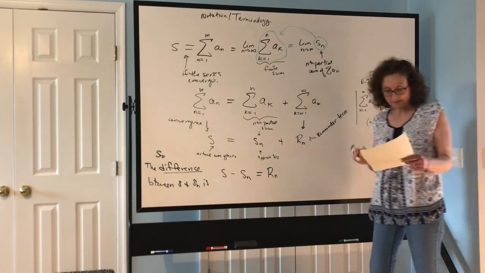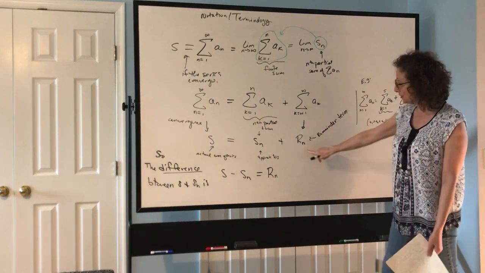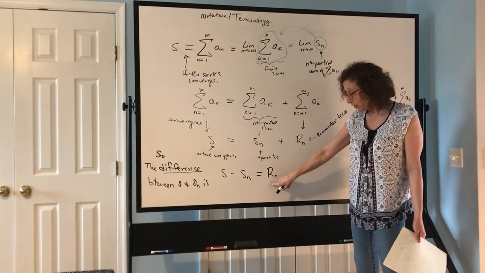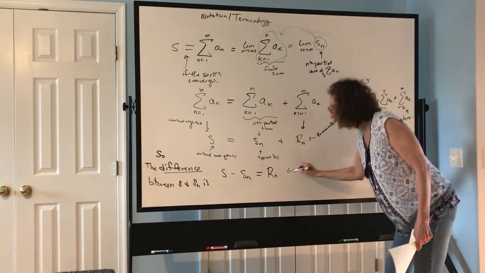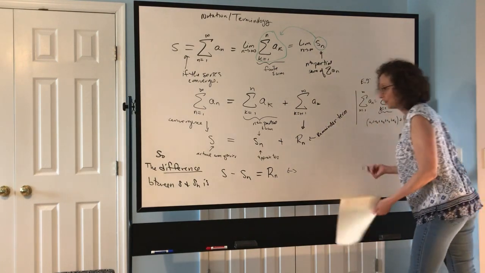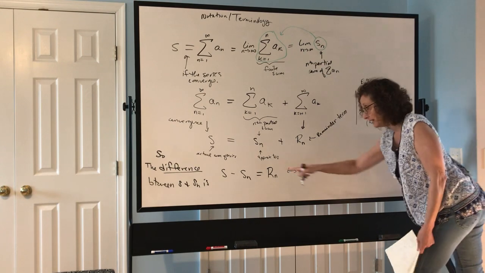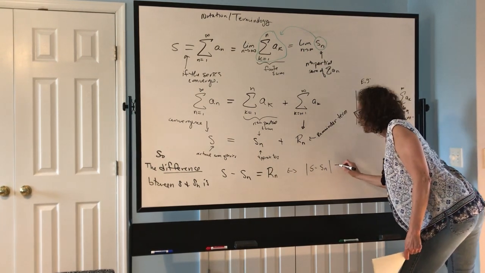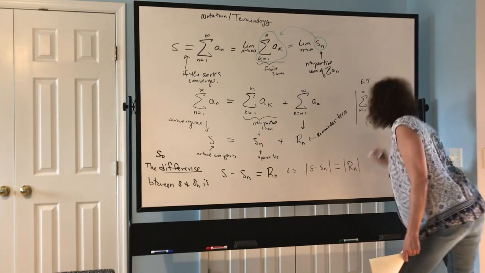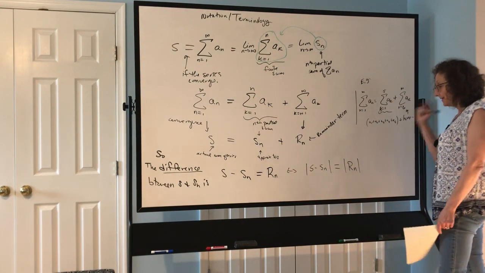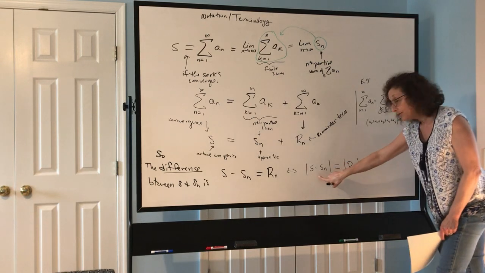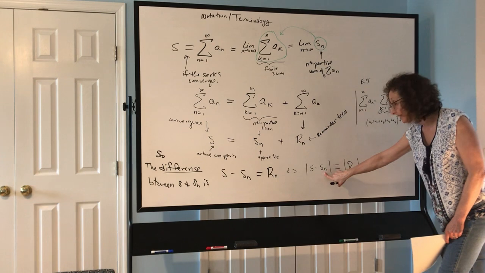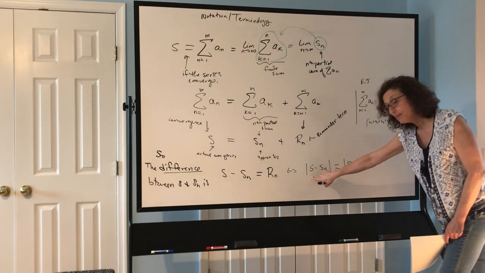Okay, our guy Rn. And what does that do? Well, it tells us the difference between these two guys. It tells us how far off we are, especially if we think about it in absolute value terms. If I take the absolute value of both sides, then the absolute value of this is equal to the absolute value of that. And this is saying the distance between S and Sn, how far Sn is away from S. That's what that means.